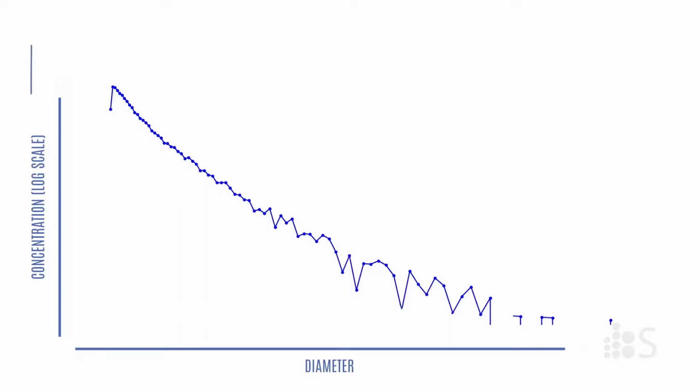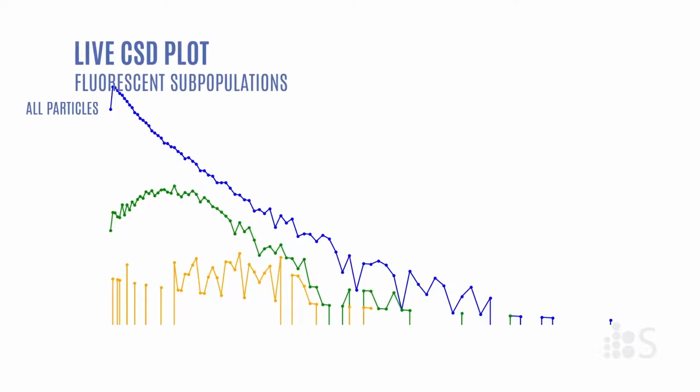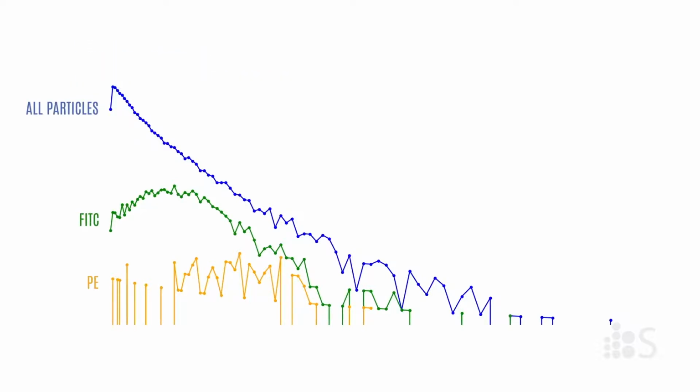The live CSD also shows us the particle size distribution for the subset of particles that exceed a brightness threshold in each fluorescent channel. We can immediately see from this that there is a well-defined subpopulation of particles in the sample that are fluorescent in the FITC channel. These are the particles we're looking for.